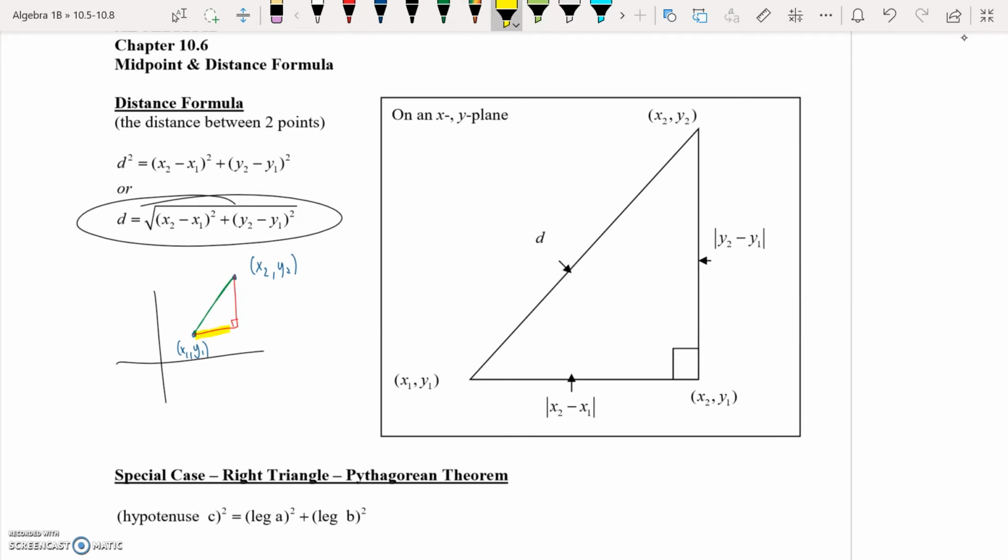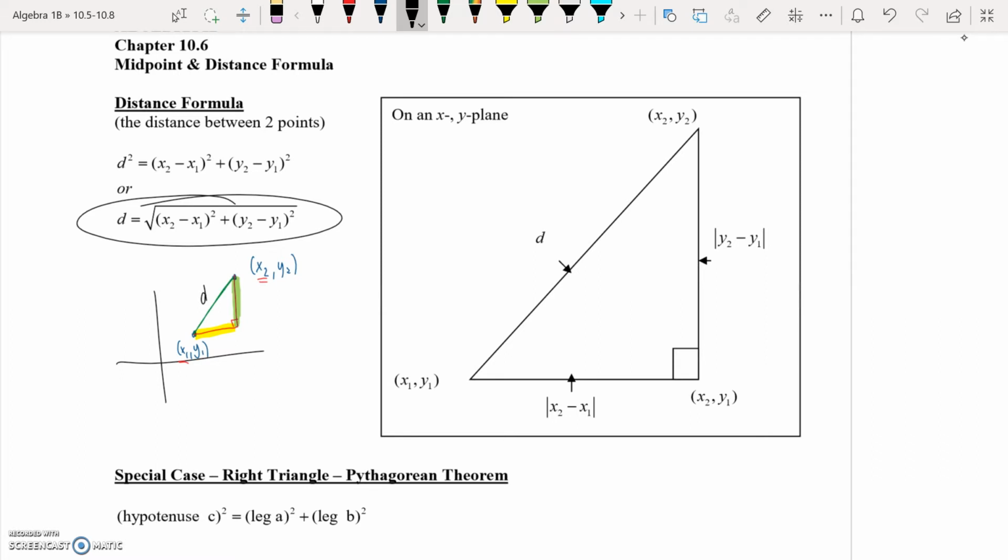The length of this segment here, highlighted in yellow, is going to be the difference between their x values. x2 minus x1 is the length of this yellow segment. And the length of this green segment is the difference between their y values, y2 minus y1. If we subtract them, we find that length. The length that we want is this label I'm calling D.